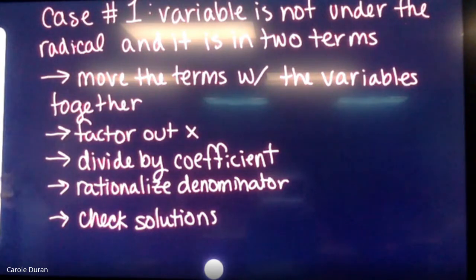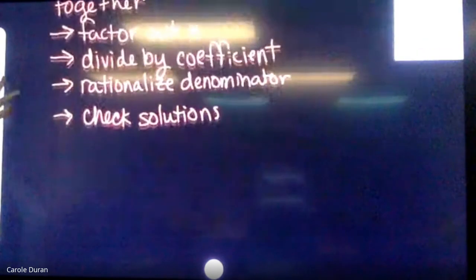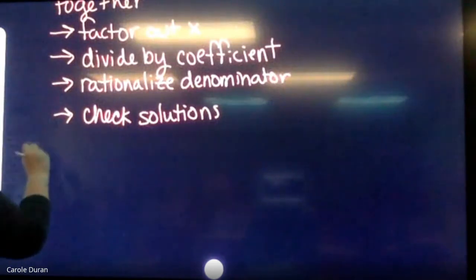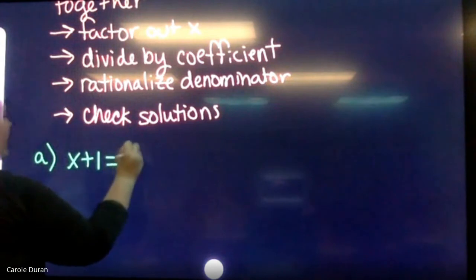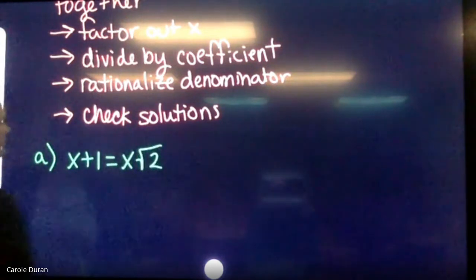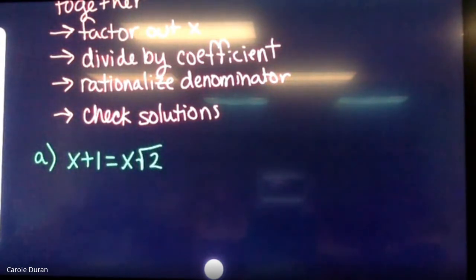Okay, that's going to make it a whole lot easier for us working through these. So let's go ahead and do a couple case 1 examples. The first example is x plus 1 equals x times the square root of 2. I have 2 examples per type, sometimes 3. We're probably not going to do all of them, but know that they are in the notes for you to look back on.